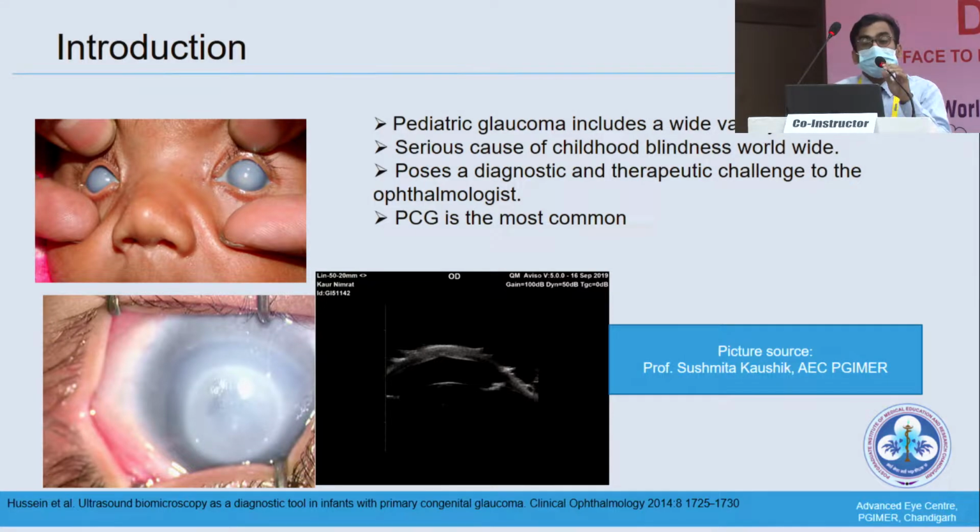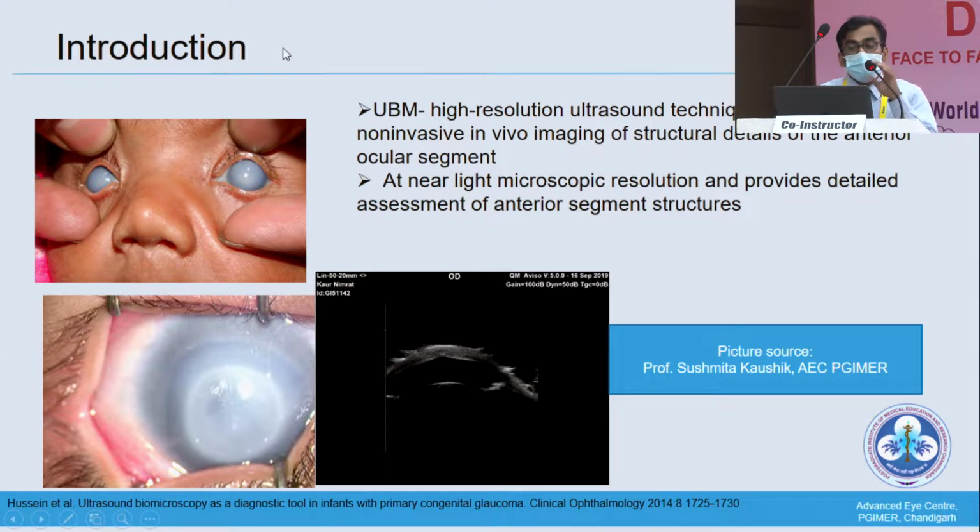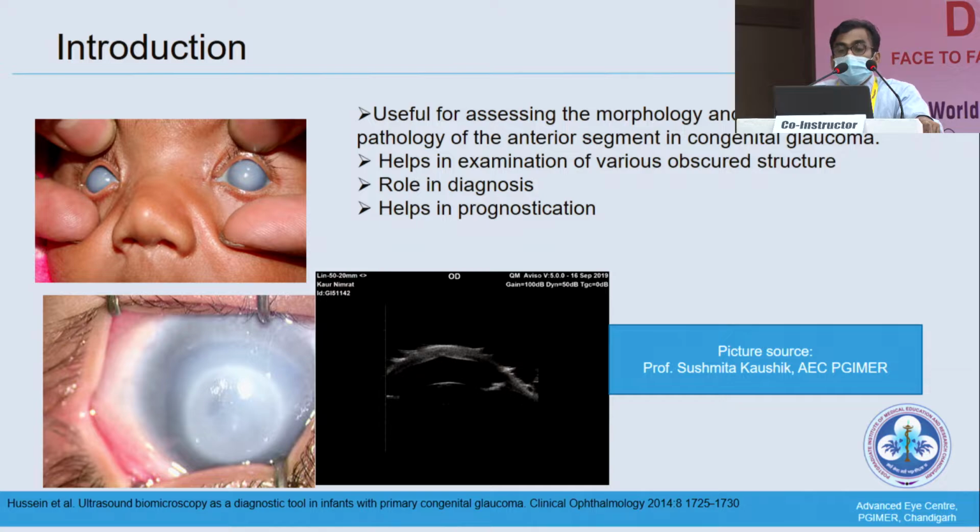So, pediatric glaucoma is a serious cause of childhood blindness worldwide, and often poses a diagnostic and therapeutic challenge to the ophthalmologist, and PCG is the most common one. UBM is a high-resolution ultrasound technique that allows non-invasive in vivo imaging of structural details of the anterior ocular segment at nearly the resolution of light microscopy that you usually see in histopathological examinations. So it's useful for assessing the morphology and understanding the various pathologies of the anterior segment in glaucoma.